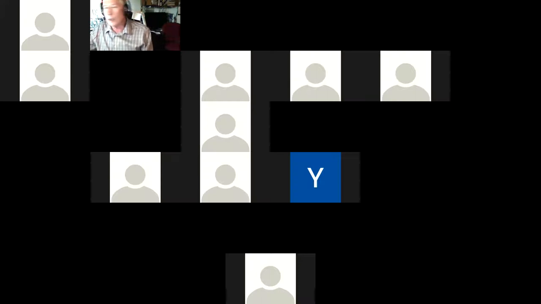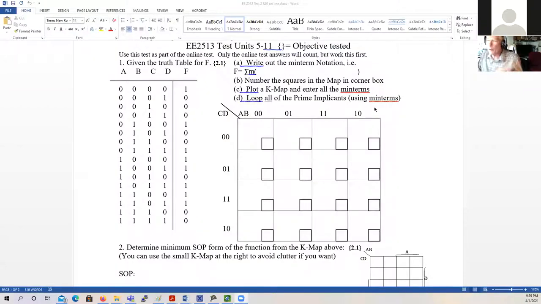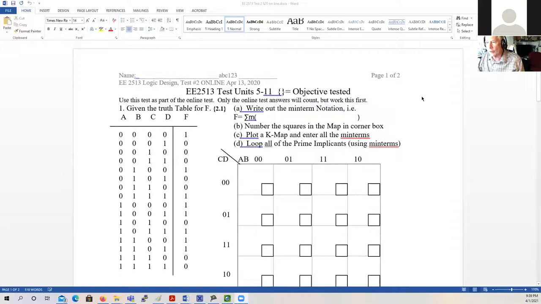Okay, so let me share the screen again. Let's see, where did my thing go? Okay, so let me share the screen. And so I think this is the sheet that goes with it. It may look similar, or it may look a little different. So just use this as reference, basically.